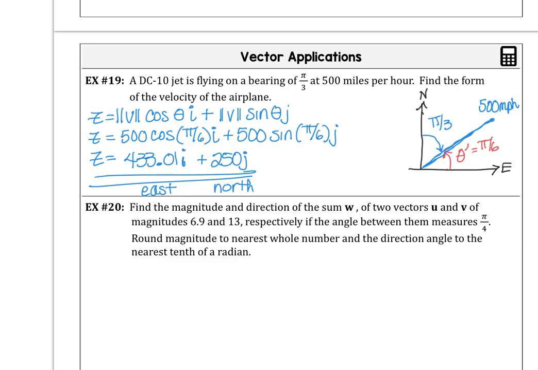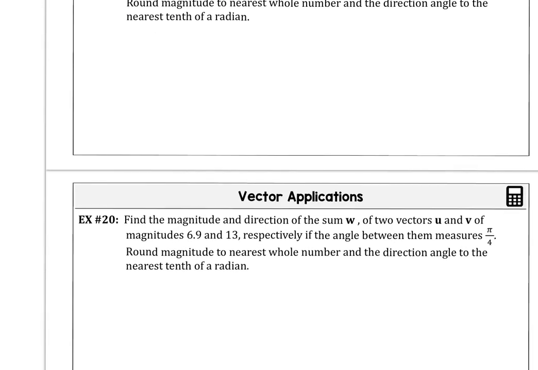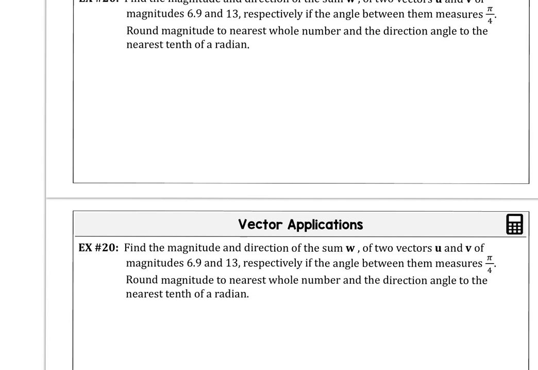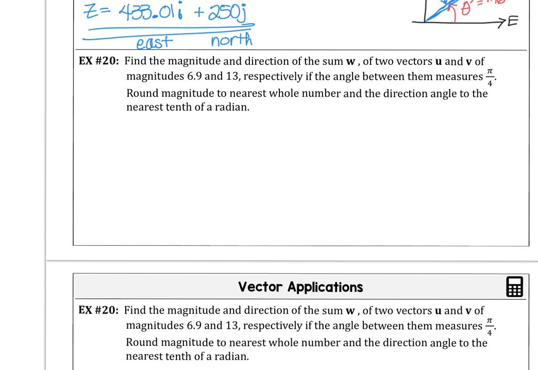And then the last example for this section, oh no, I take that back. Oh yeah, it must keep going. Find the magnitude and direction. Let's see if we have room to do it down here. Of the sum W of 2 vectors U and V with magnitude 6.9 and 13 respectively. So we're going to draw a parallelogram. Okay, so we've got a vector here, U is 6.9, and a vector here of V, that's 13.